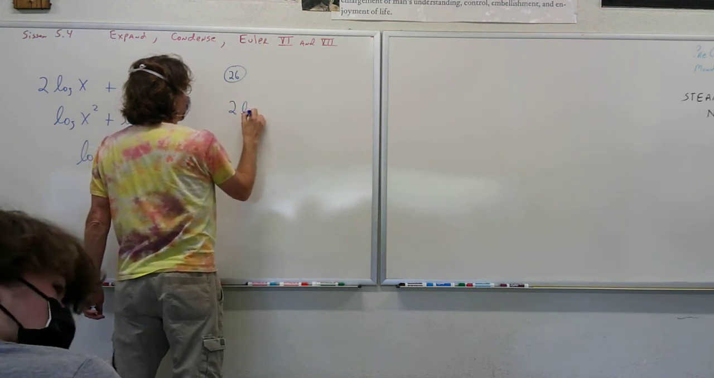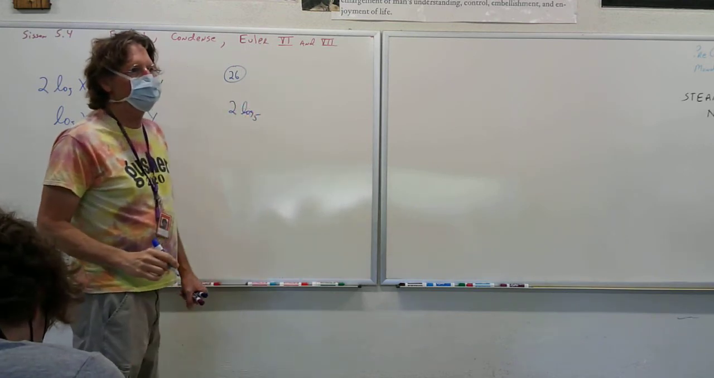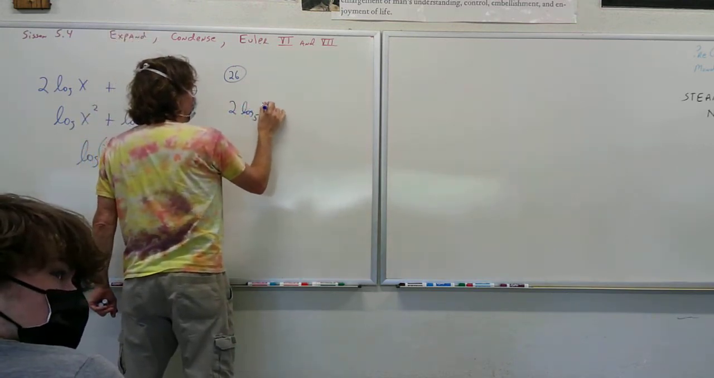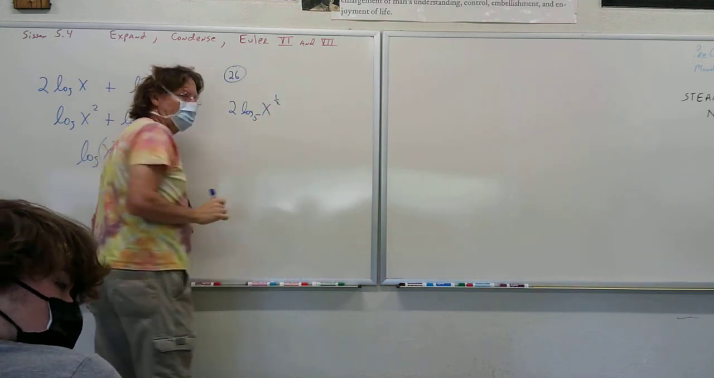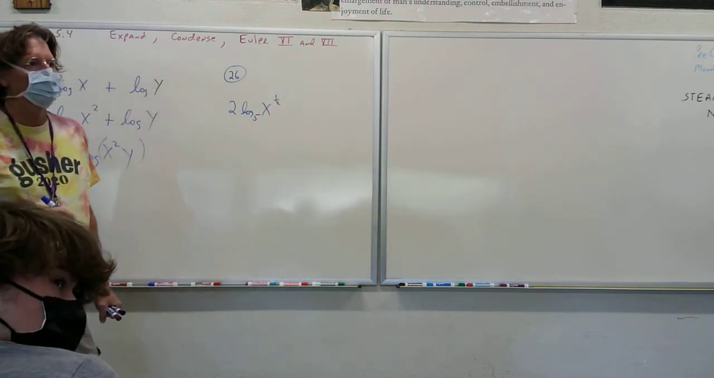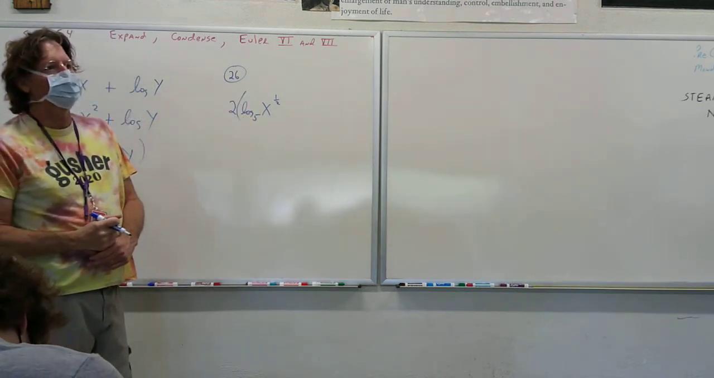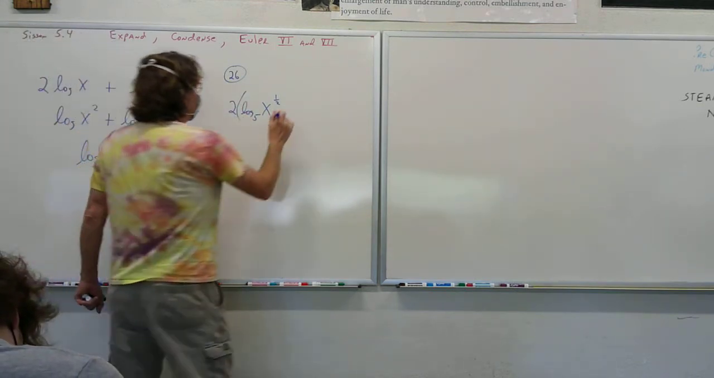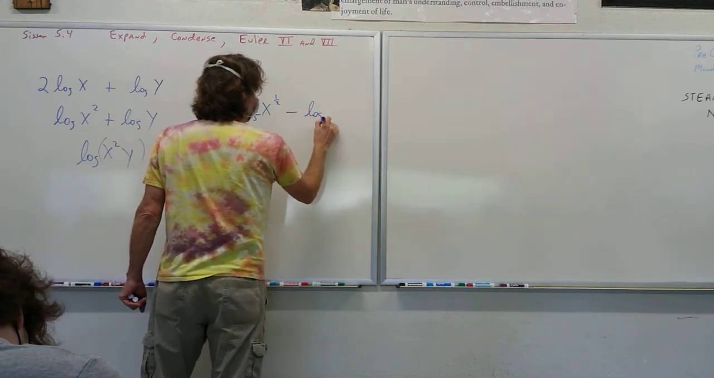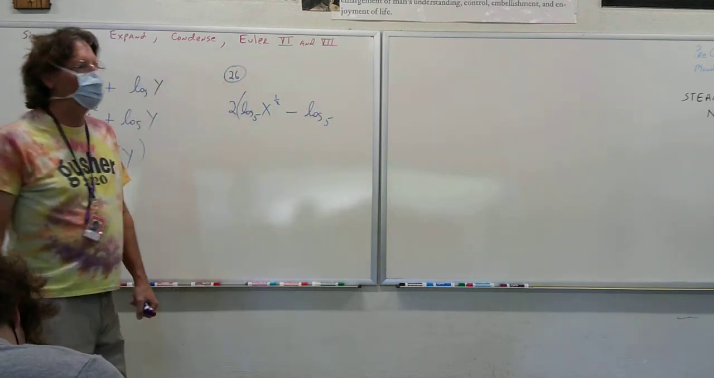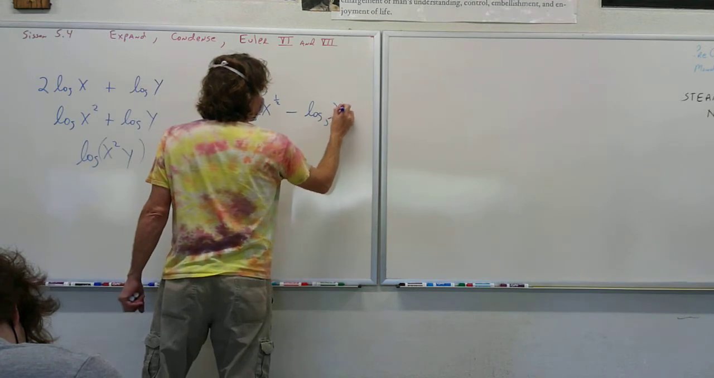Log base 5 of the square root of x. I'm going to go ahead and write that as x raised to the 1/2. Is that all right? And that 2, there's supposed to be a set of parentheses there. I'm trying to not work a different problem, and I call that y. Okay.